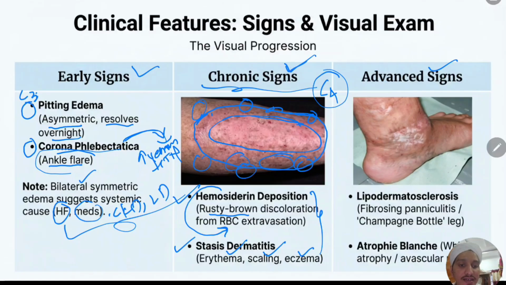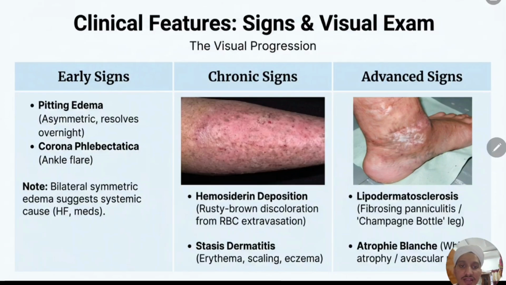What are the advanced signs? Advanced signs are lipodermatosclerosis. What is that? It is fibrosing panniculitis, an inflammation of fat. The fat present in the deep fascia will get inflamed, and there will be fibrosis in the deep fascia. That will cause a particular appearance of the leg, which will be there in the slides coming.